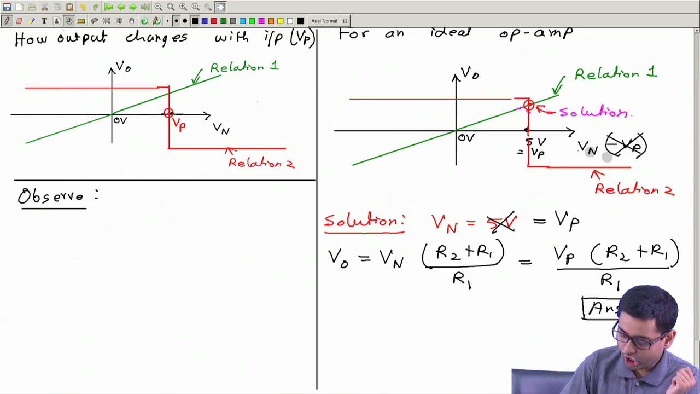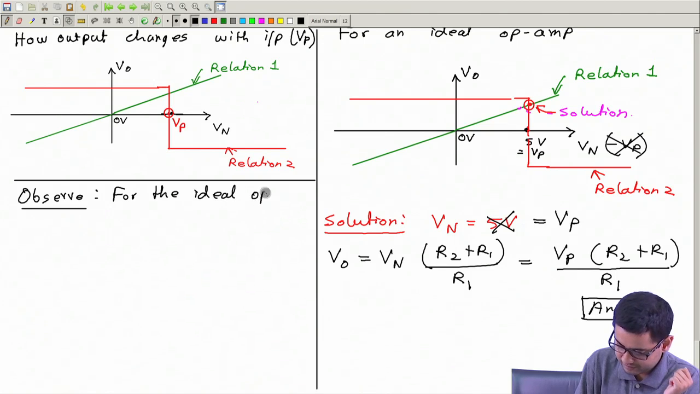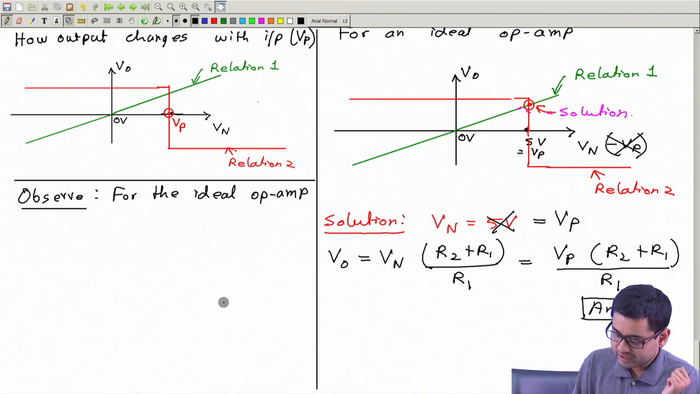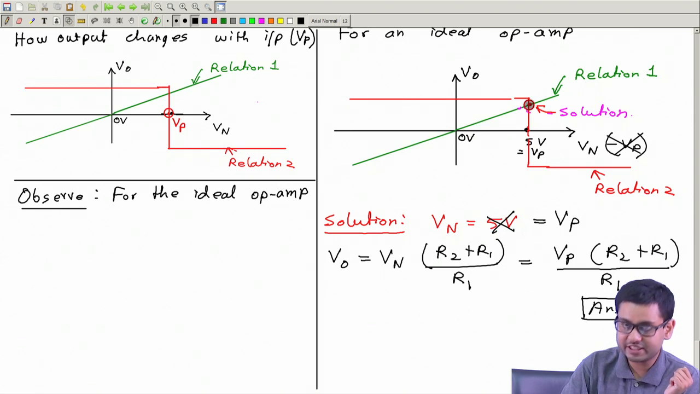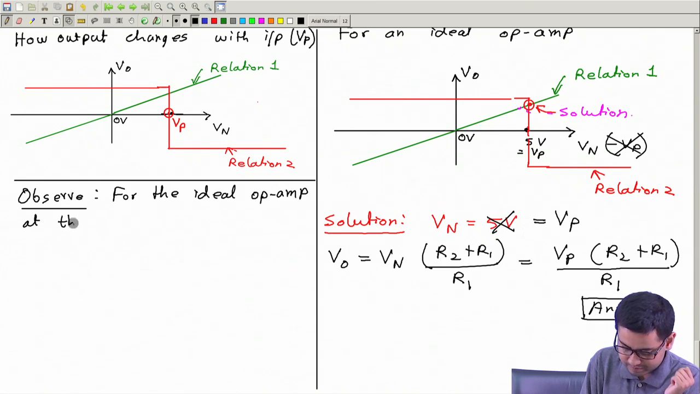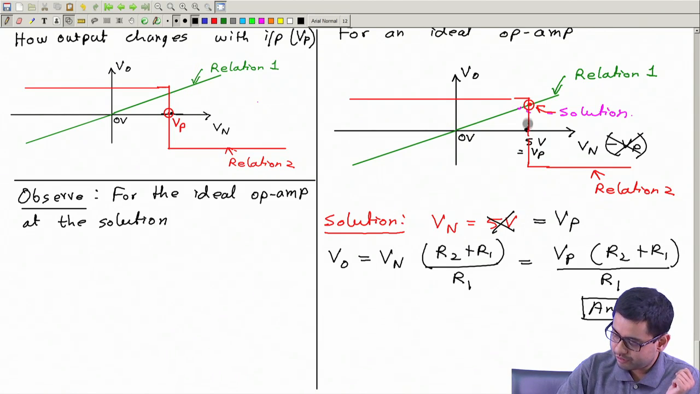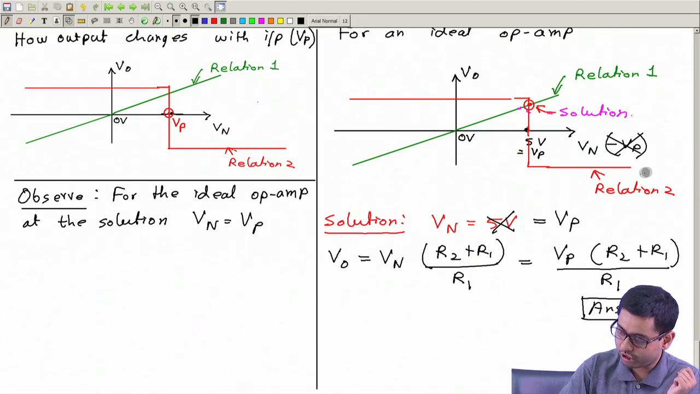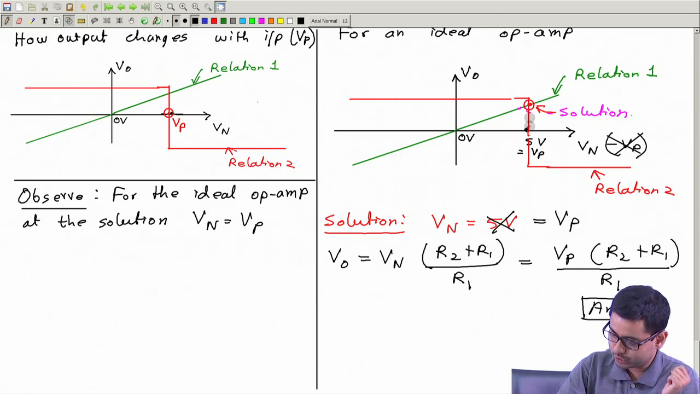Now next thing, let's observe that for this ideal op amp, at the solution, that means at this crossing point, this value of Vn is how much? It's a vertical line, so it's the same as Vp. So here we have written it, Vn is equal to Vp. At the solution, Vn is equal to Vp. This happens because of the intersection of these two curves is at a point where Vn is equal to Vp.